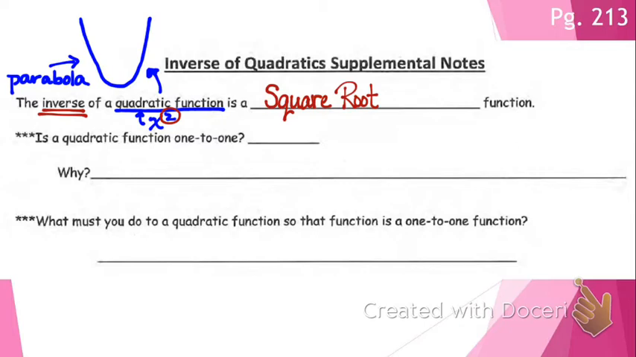Is a quadratic function one-to-one? Do you guys remember when we talked about one-to-one? Don't you got to see if it's a function first? Yes, we got to see if it's a function first. Absolutely. What kind of visual test can I use to see if something is a function?